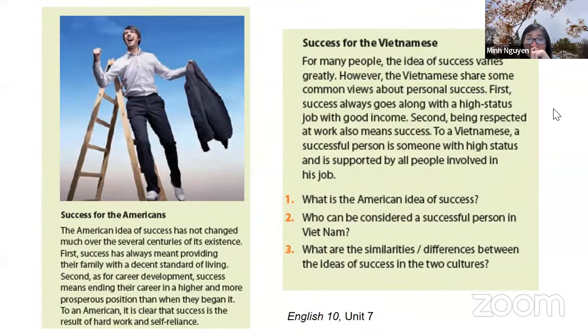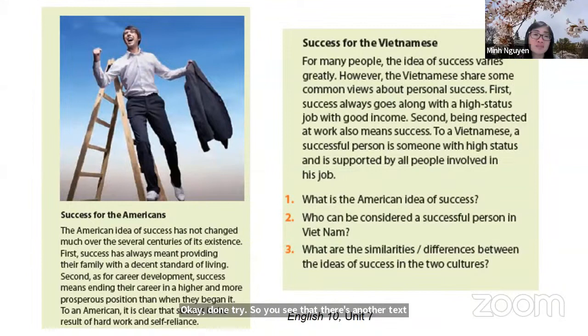Okay, done. Right. So you see that there's another text where the author contrasts the concept of success for the Americans versus the concept of success for the Vietnamese. Students are asked to read and then answer three questions. The first question is, what is the American idea of success? Question two, who can be considered a successful person in Vietnam? And question three, what are the similarities and differences between the ideas of success in the two countries?